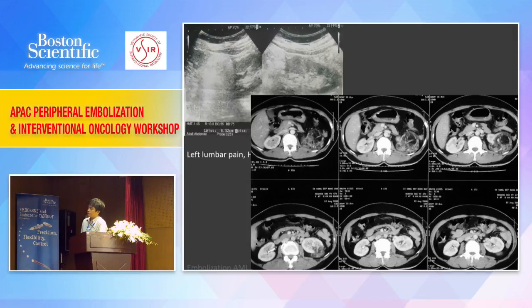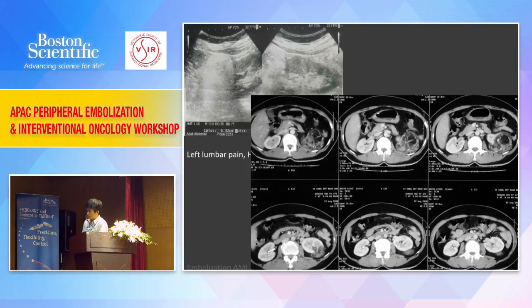Another case is an old lady who has lumbar pain, and clinically we can find a mass here. On the ultrasound we can see a hypoechogenic mass in the upper pole of the kidney, and on the CT scan we can see clearly fat tissue inside the tumor with hemorrhage, which favors AML with some aneurysm rupture.